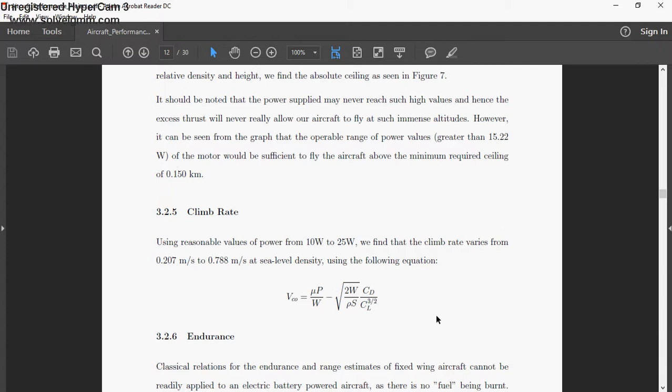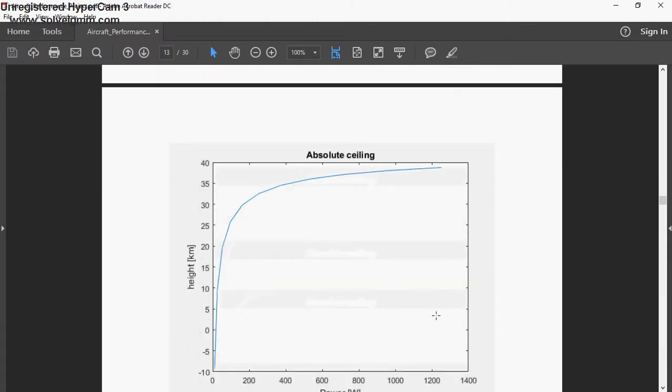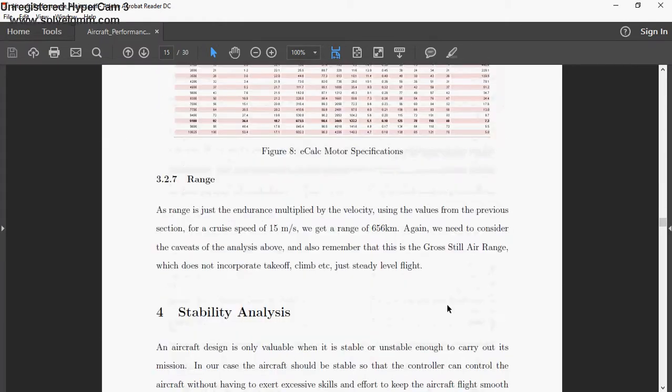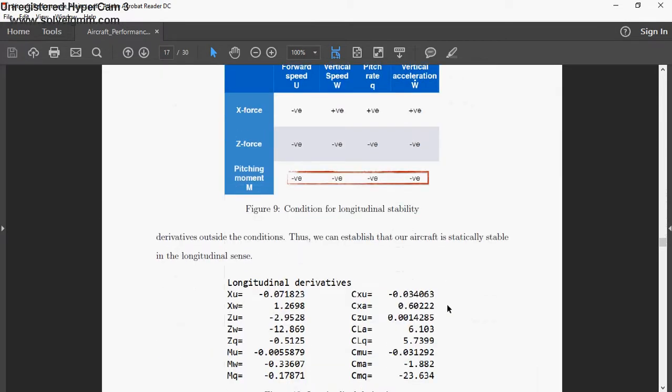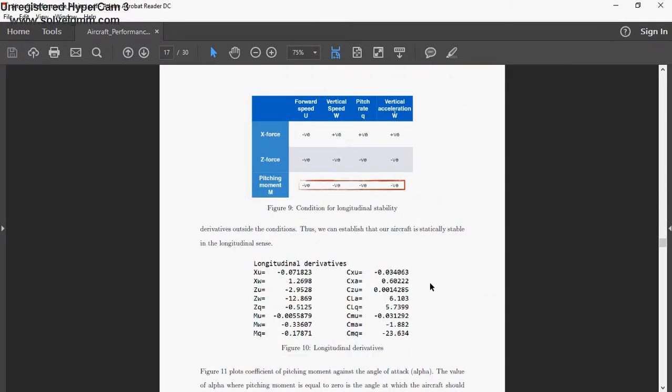In this section, we'll do the stability analysis of our design. We'll be concentrating on the self-correction capabilities of the aircraft to gain stability once it is in an unstable position, and we'll assume that there is no active control to bring the aircraft back to stability. Starting with static stability, we look at longitudinal stability.